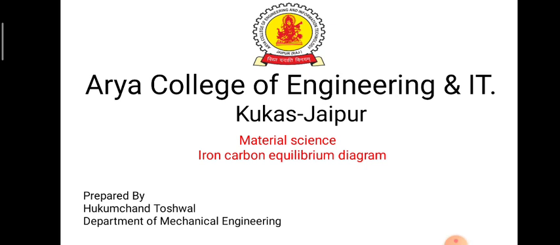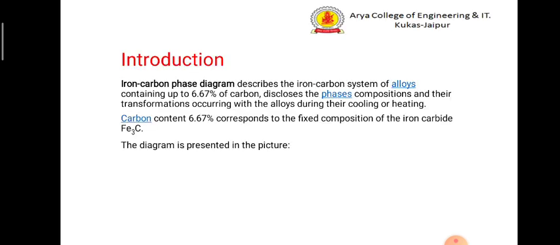Today, in this lecture, we will discuss material science, and the topic is the iron-carbon equilibrium diagram. First of all, introduction. What is the iron-carbon equilibrium diagram? The iron-carbon equilibrium diagram is also known as the iron-carbon phase diagram. The iron-carbon phase diagram describes the iron-carbon system of alloys containing up to 6.67% of carbon. It discloses the phases, compositions and their transformations occurring with the alloys during their cooling or heating.